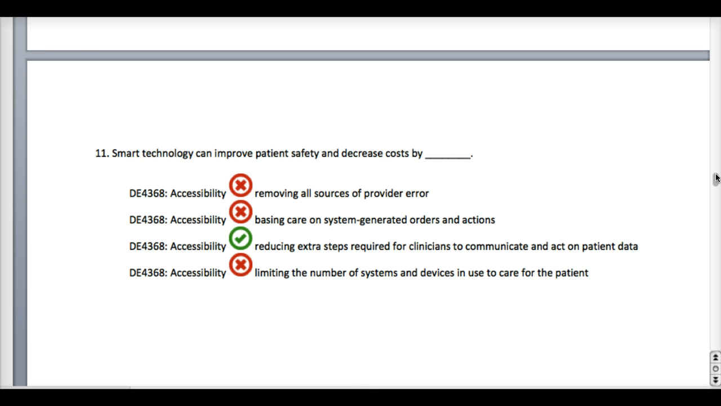Basing care on system-generated orders and actions. Well, I'm not entirely sure what that even means and what that has to do with smart technology. Reducing extra steps required for clinicians to communicate. Well, just like the banking smart technology on my phone, I don't have to go to the bank. So let's keep that answer. Limit the number of devices and systems in use to care for the patient. Actually, with smart technology, you often will find that there's an increase sometimes in devices being used for the patient. This is on page 131 to 133, and it's on presentation slide number 22.